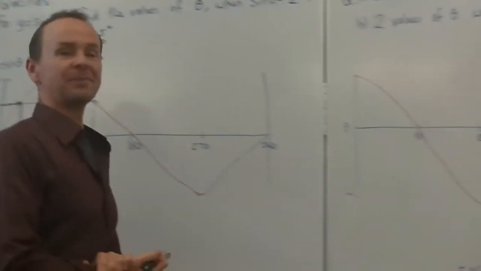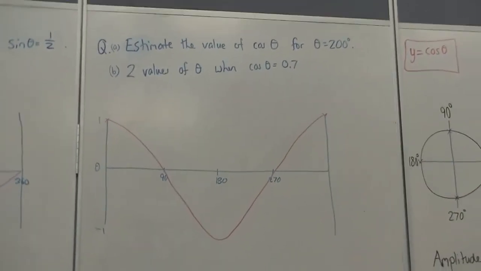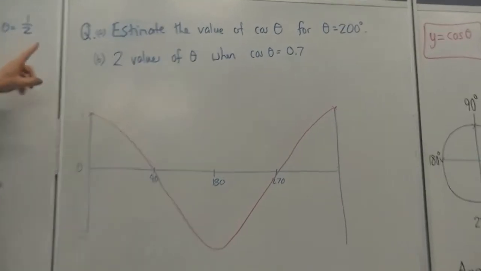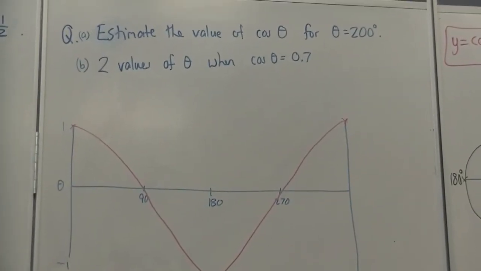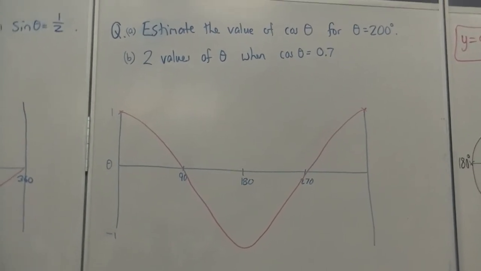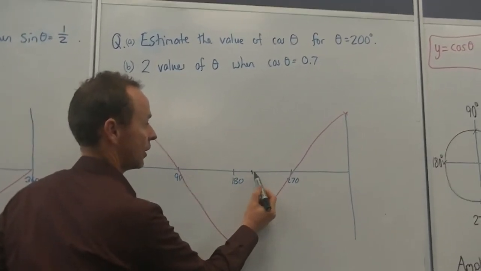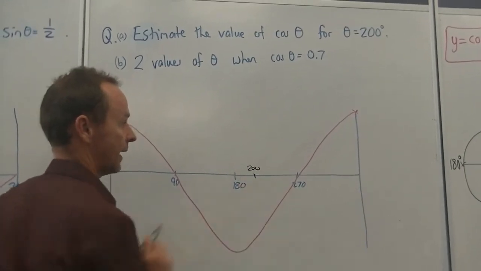Great, let's do one more. Over here we've got a cos graph. So make sure you copy these down as well, everyone. So the first one's got two parts. Estimate the value of cos theta when theta is 200 degrees. So this time we have to find where theta is 200 degrees. So 200 degrees is around about there.